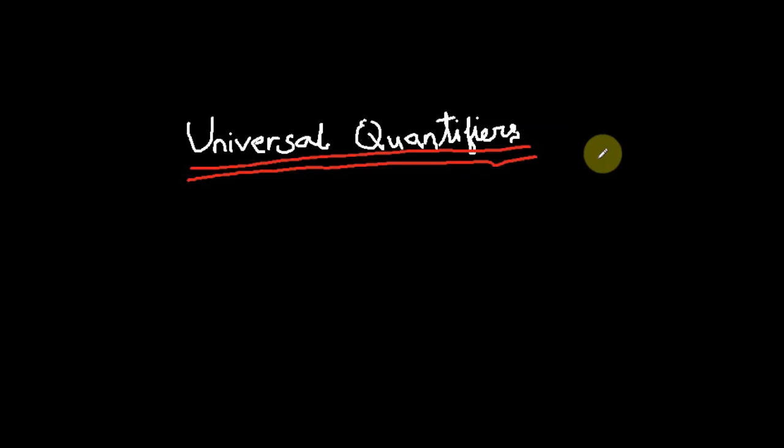Hello friends, today I want to talk about the quantifiers. There are two types of quantifiers. One is universal quantifiers, and the second one is existential quantifiers. Before we begin with quantifiers, before we understand what quantifiers are, let us understand why we need a quantifier.